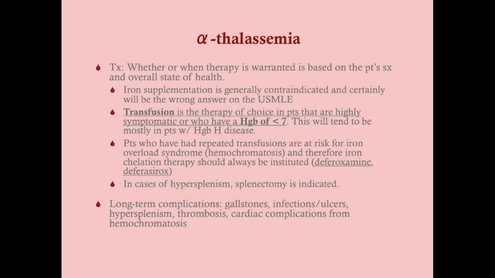Iron supplementation is always contraindicated in patients with alpha thalassemia or beta thalassemia. Why? Because we have a problem with globin production. We don't have a problem with iron. And so iron supplementation is contraindicated.